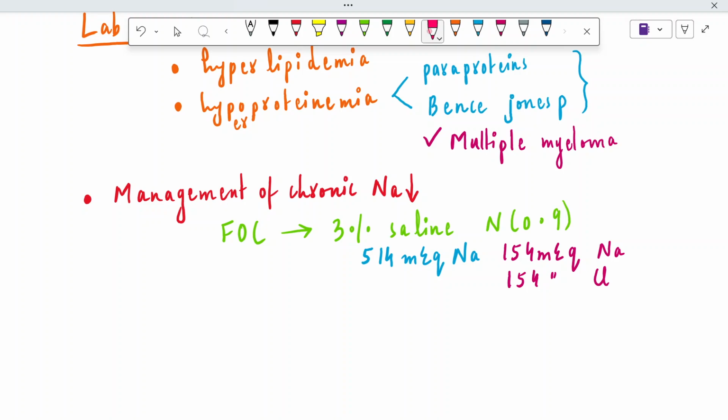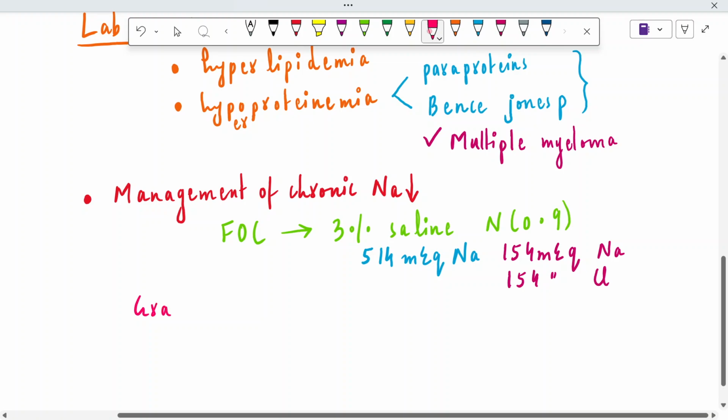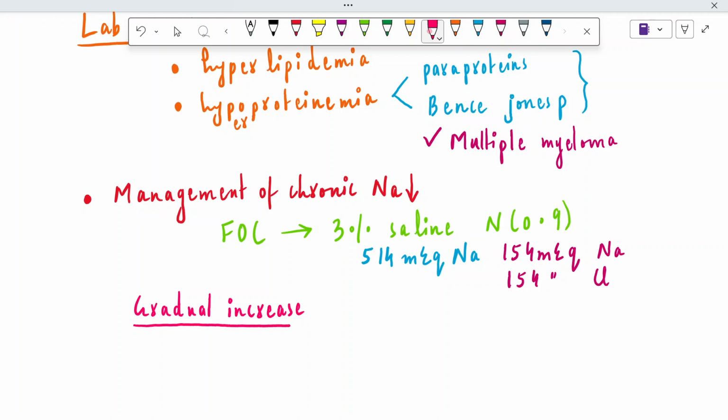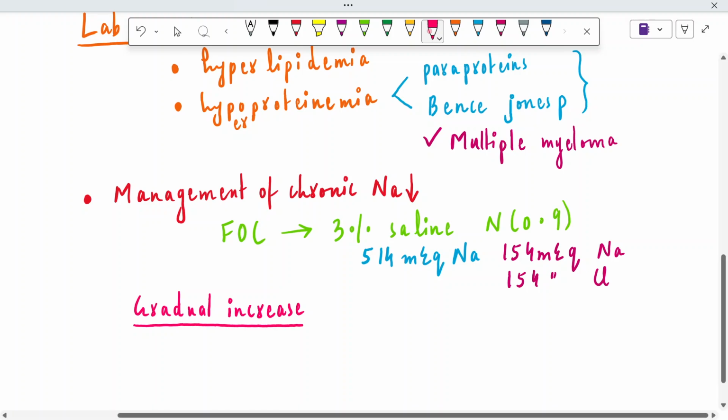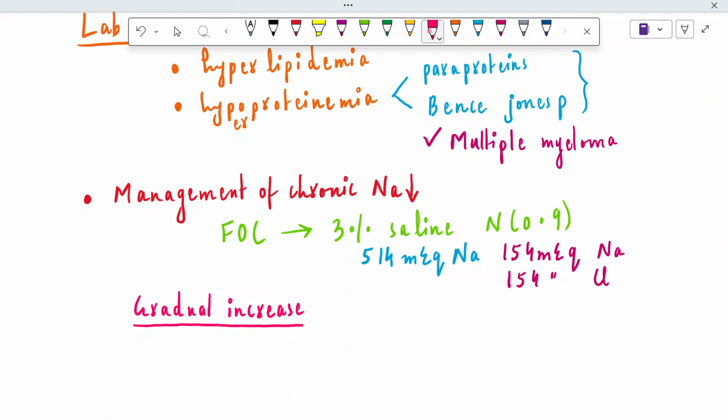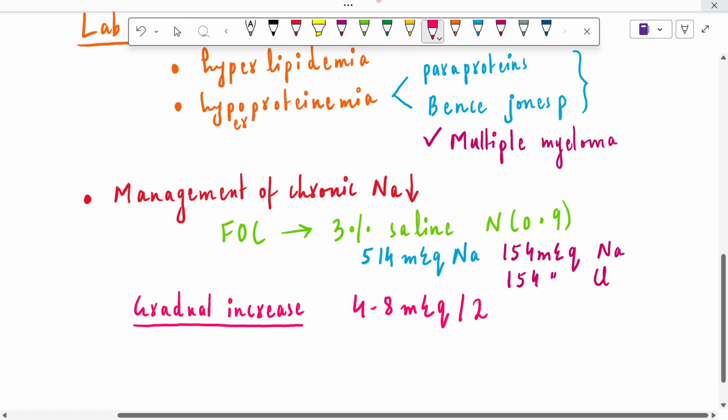But the main thing is that there should be a gradual increase in the sodium. When managing a patient with hyponatremia, the doctor should be very careful because they should give a slow infusion, right? The sodium should be pumped into the bloodstream of the patient via infusion pumps very gradually. Gradual increase, for example 4 to 8 milliequivalents should be given in 24 hours.